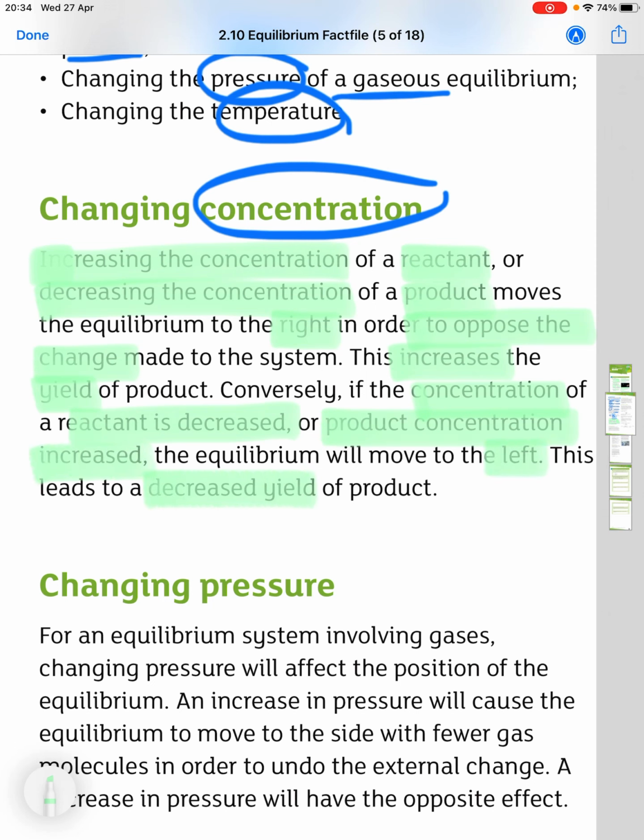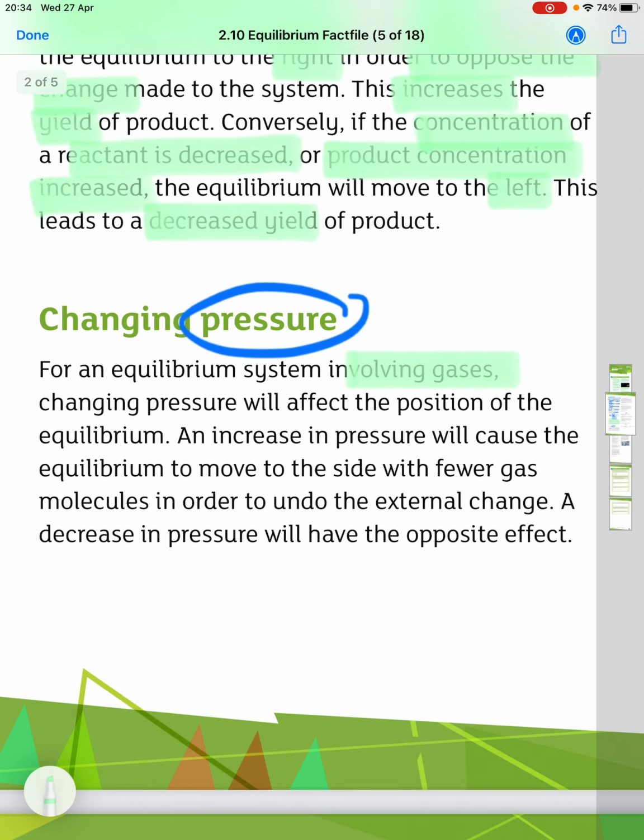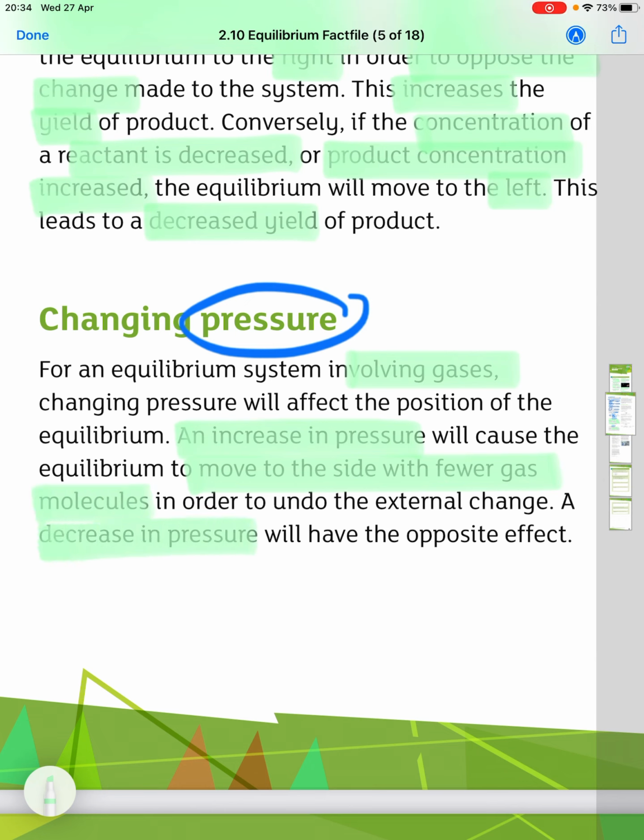Then changing pressure. So for an equilibrium system involving gases, changing pressure will affect the position of the equilibrium. An increase in pressure will cause the equilibrium to move to the side with fewer gas molecules in order to undo the external change, and a decrease in pressure will have the opposite effect.